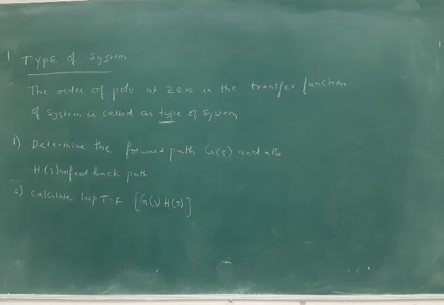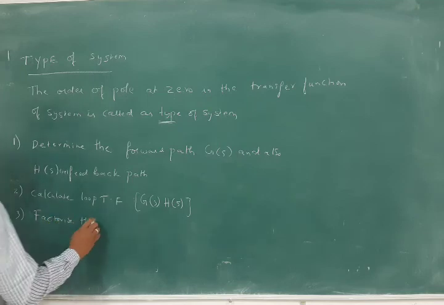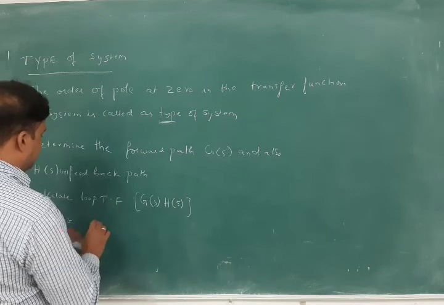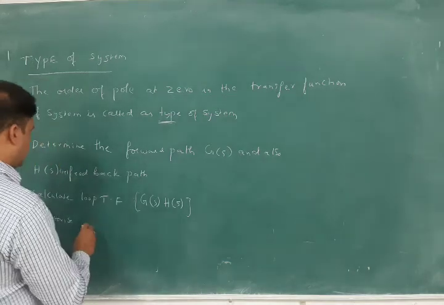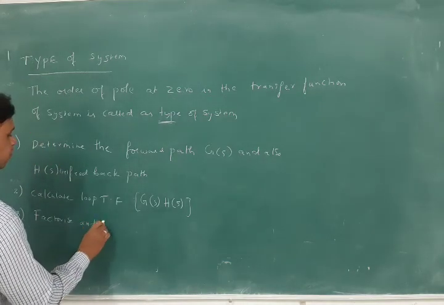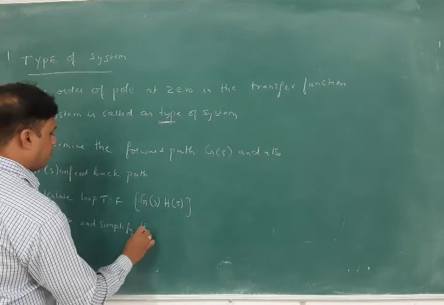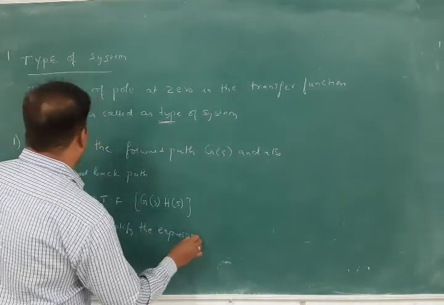And the third step is factorize. Factorize means if a polynomial is given, you can write the factors of it. Factorize and simplify the expression.